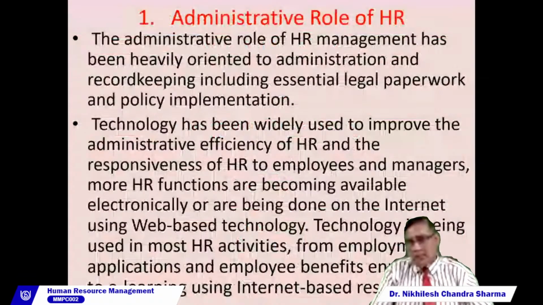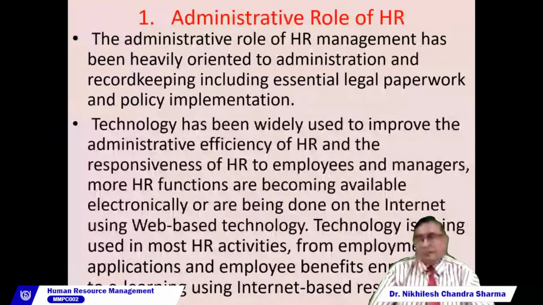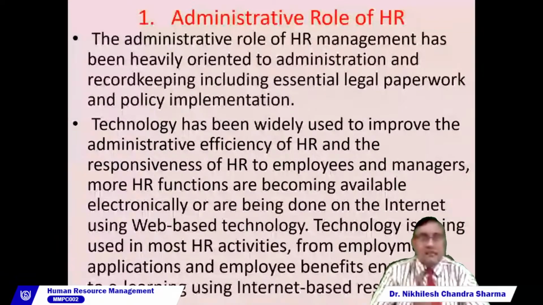Administrative roles of HR are there. The administrative role of HR, as clearly indicated, has been heavily oriented to administration and record keeping, including the essential legal paperwork and policy implementation.